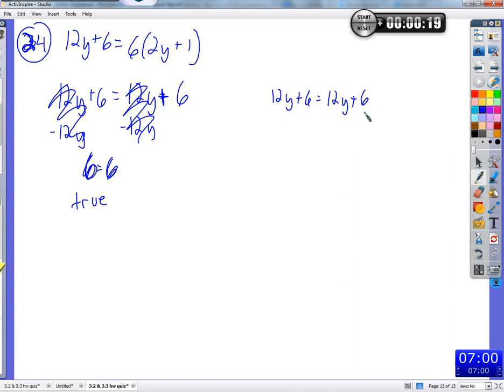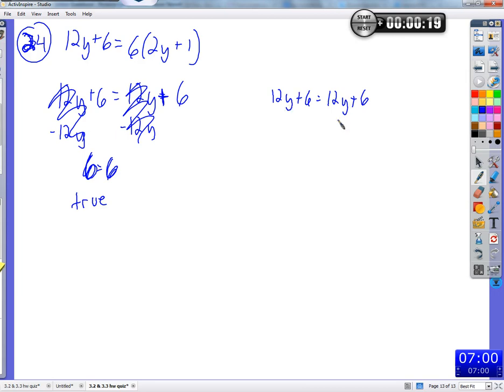We're looking for the solution. What's a solution to an equation? It's a number that you plug in, and both sides are equal. Well, it could be anything. I could plug anything in for y. If I take a number, multiply it by 12, and add 6, it's the exact same thing as taking that same number, multiplying it by 12, and adding 6. It could be 1, 2, 3, 4, 5, 0, negative 12, anything. Because I'm doing the exact same thing on both sides.